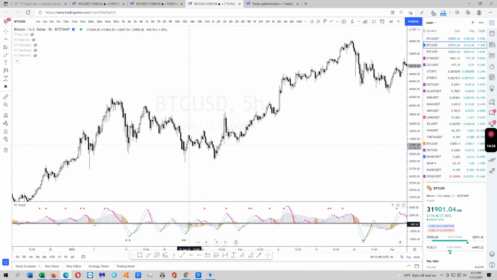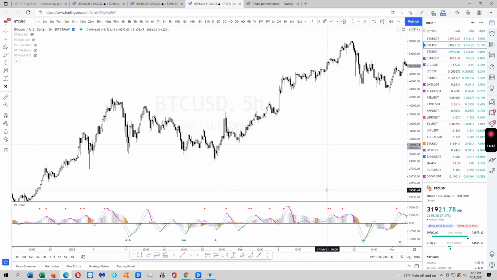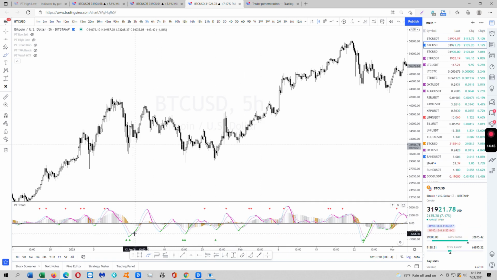But if you know how to play the range, like you know how Barry and Irmo range play themselves with longs and shorts, it's a killer indicator, guys. Killer indicator.